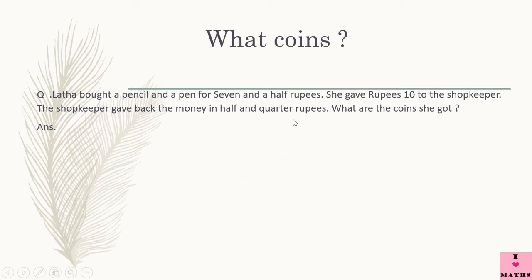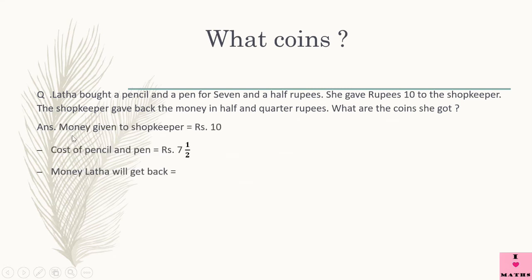I'm sure those children who are doing it in the notebook must have got the answer. Okay, now children remember, half rupee is 50 paisa and quarter rupee is 25 paisa. Okay, now let us start the solution.